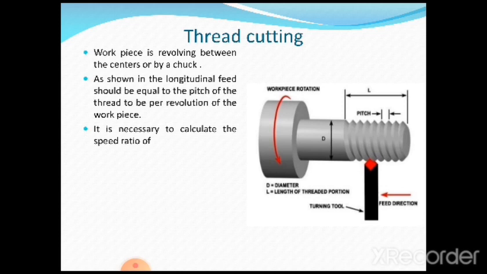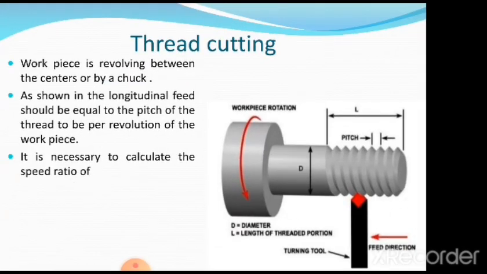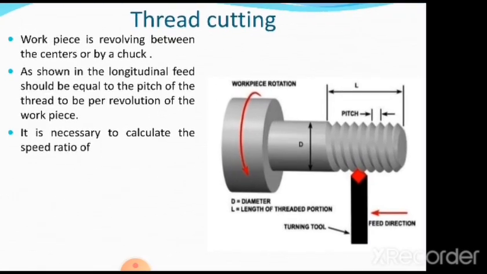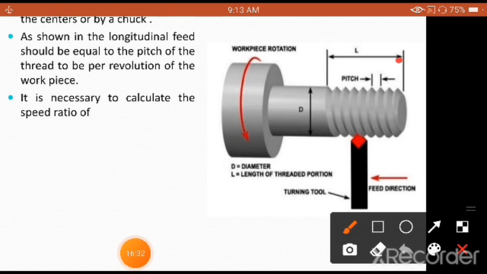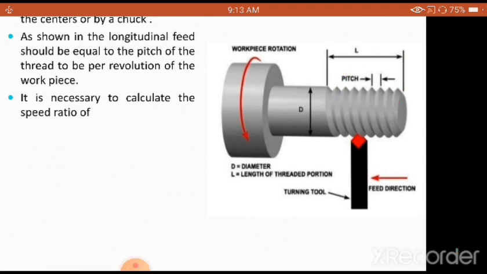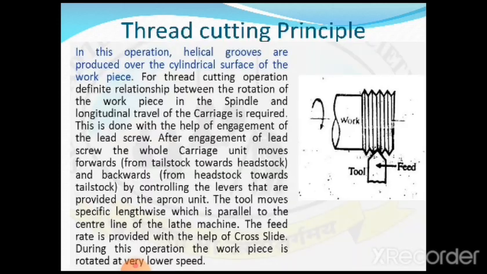So now we require to control the feed rate, which should be equal to the pitch of the thread to be cut on the workpiece. It is necessary to calculate the speed ratio, which we are discussing now. See here, again I am going into detail about that. Just I am reading, try to understand now.